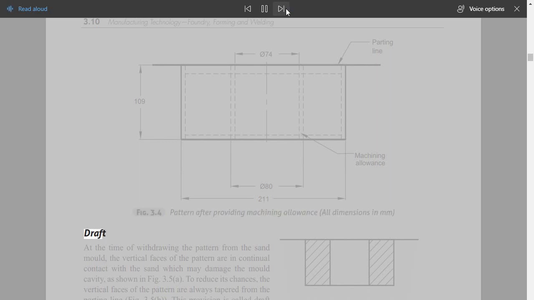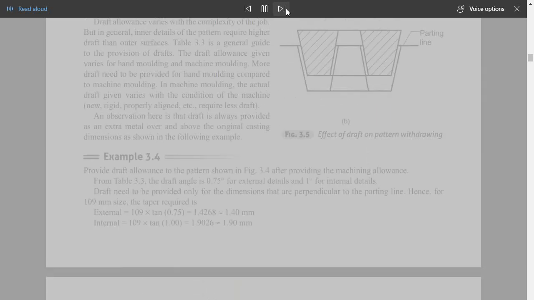Draft. At the time of withdrawing the pattern from the sand mold, the vertical faces of the pattern are in continual contact with the sand, which may damage the mold cavity, as shown in Fig. 3.5a. To reduce its chances, the vertical faces of the pattern are always tapered from the parting line, Fig. 3.5b. This provision is called draft allowance. Draft allowance varies with the complexity of the job. But in general, inner details of the pattern require higher draft than outer surfaces. Table 3.3 is a general guide to the provision of drafts.